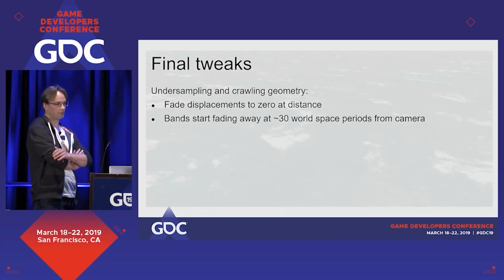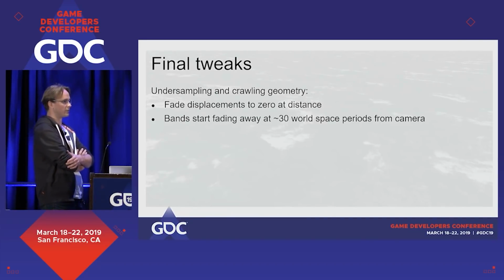Now, we didn't talk about the geometry, but the geometry is pretty simple. We use a quad tree approach there. And the quad tree with LODs does have a smaller density of vertices in the distance. So we obviously undersample our displacements with the geometry. And this could lead to crawling geometry and all kinds of weird artifacts.